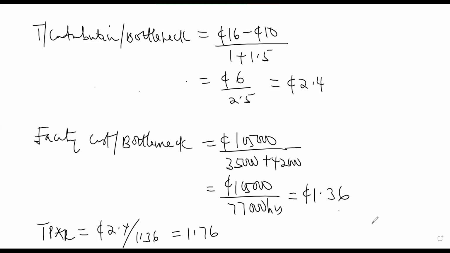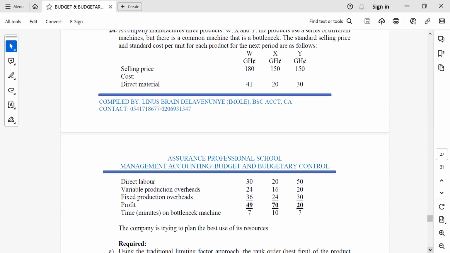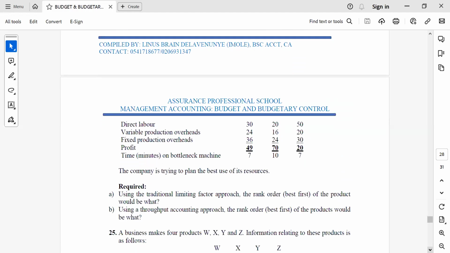1.76. Confirm something for me. Do 2.4 minus 1.36 and see what you are going to be getting. 1.04. Okay. So that is about that one. That is also about a single product, but you can see that it is not like the one that we have solved.